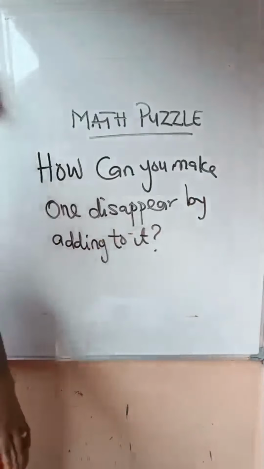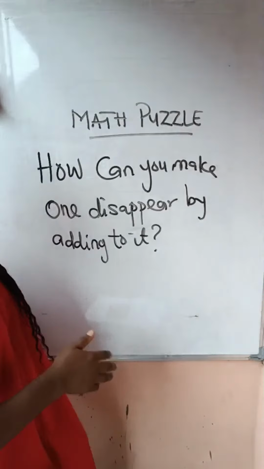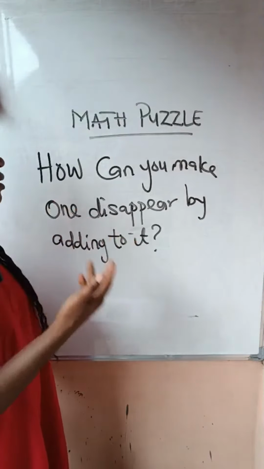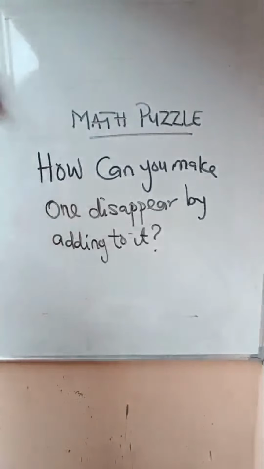How can you make 1 disappear by adding to it? So the question says, how can you make 1 disappear by adding to it? Now, let's see your answers. How can you make 1 disappear by adding to it?